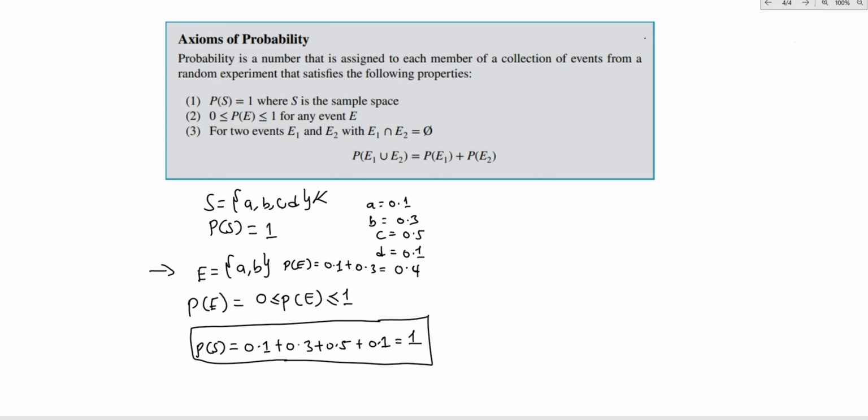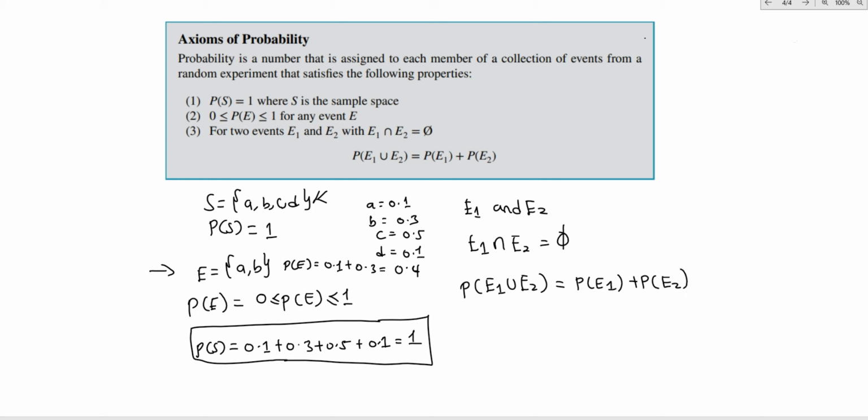It says that for two events E1 and E2 with E1 intersection E2 equals the empty set, the probability of E1 union E2 is equal to the probability of E1 plus the probability of what? E2. Okay, so assuming you have two events E1 and E2, and the intersection of these two events is 0 or an empty set, then that means that the probability of their union, which is the probability of E1 union E2, will be equal to the probability of E1 plus the probability of what? E2. Okay, this is what it means.